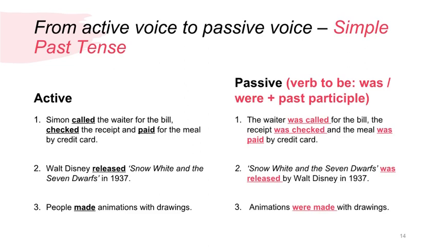Sentence 1. The waiter was called for the bill. The receipt was checked and the meal was paid by credit card. Sentence 2. Snow White and the Seven Dwarfs was released by Walt Disney in 1937. Sentence 3. Animations were made with drawings.